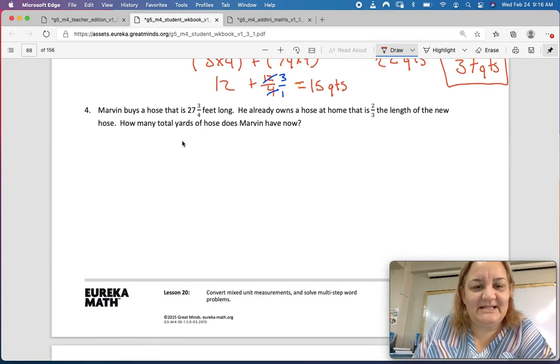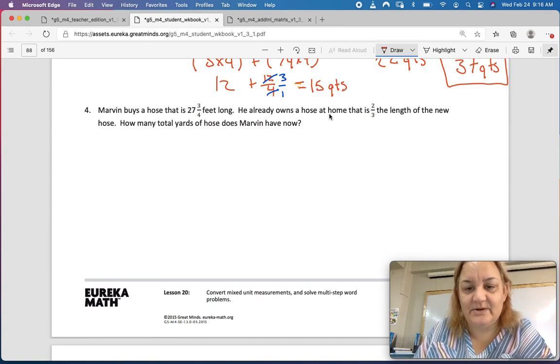Marvin buys a hose that is 27 3/4 feet long. He already owns a hose at home that is 2/3 the length of the new hose. Okay, so this is the new one.